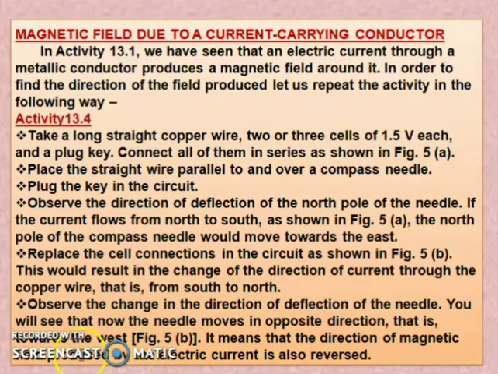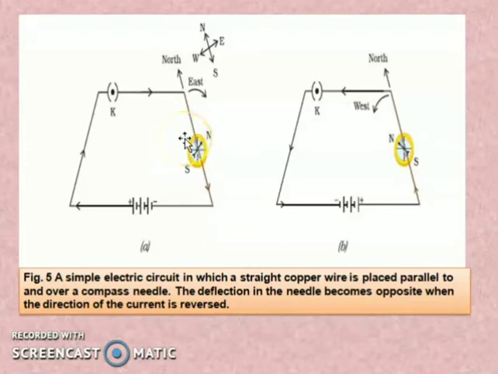So it means that the direction of the magnetic field produced by the electric current is also reversed. Now here you can see in the first one, when the current is moving from north to south, the magnetic needle deflects towards the east. Now we are changing the connection. The current is moving from south to north. At that time you can see the deflection is towards the west.